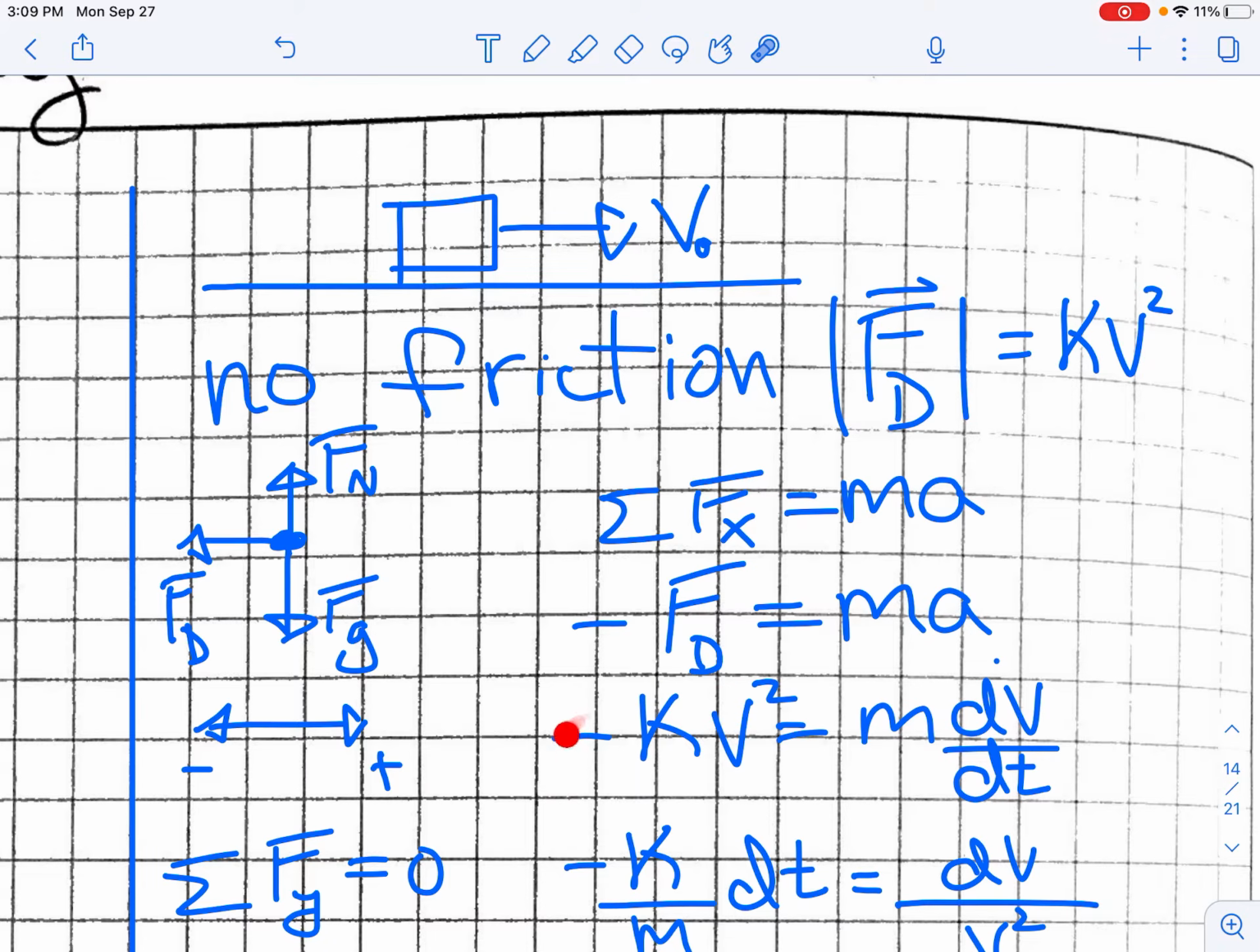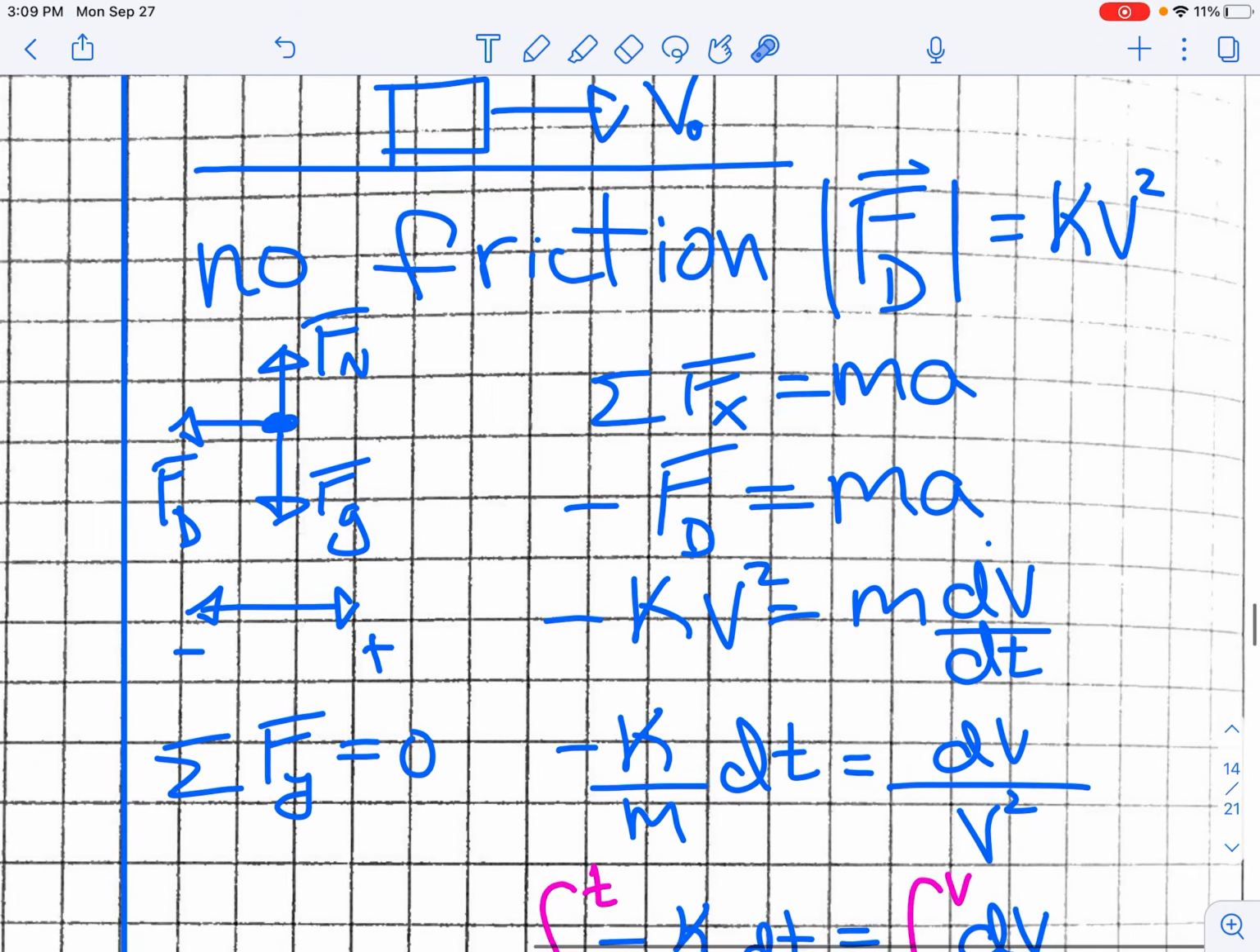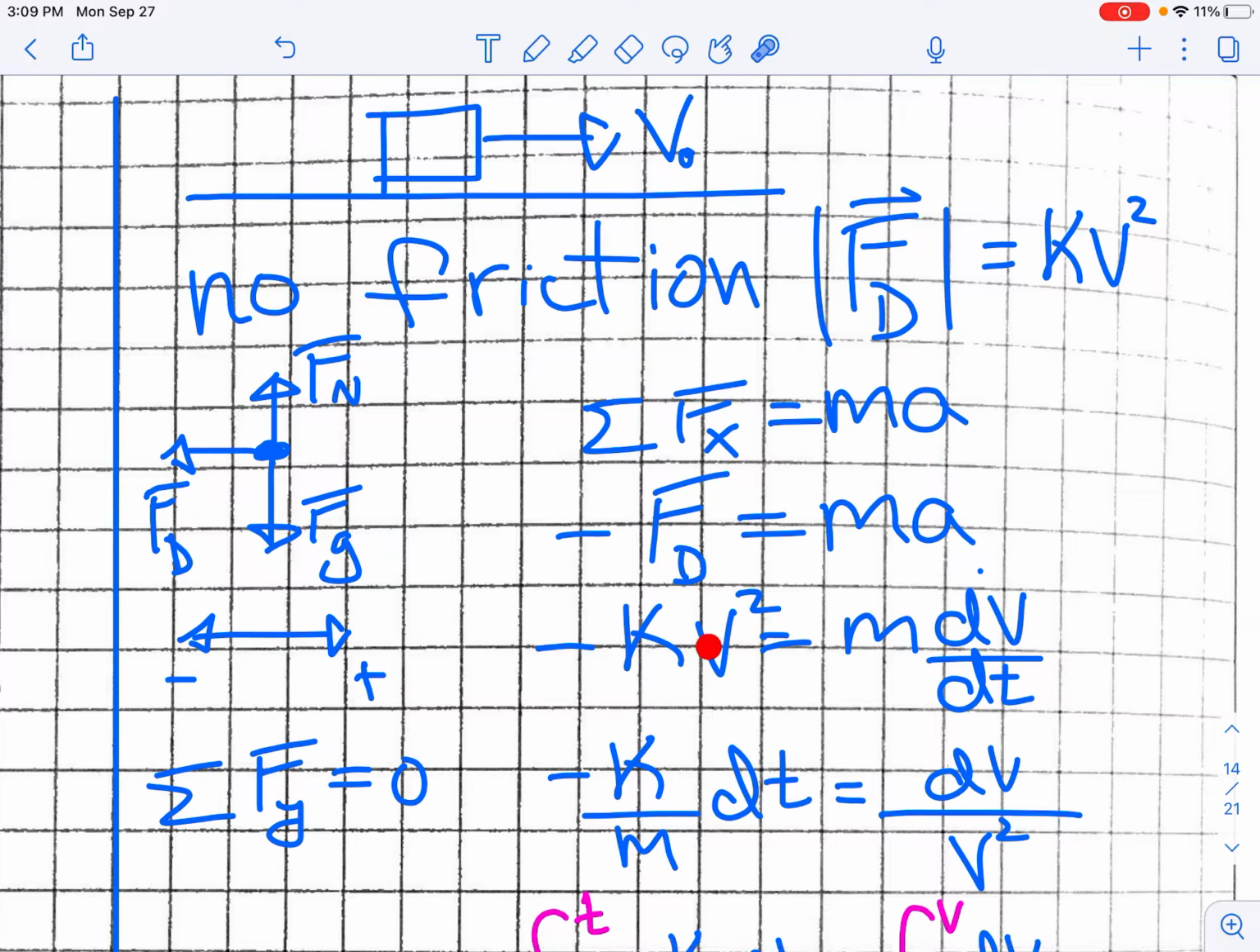And I get this equation, which is a differential equation, because I have a derivative of velocity and velocity itself in the same equation. To separate variables here, I'm going to move this v squared down to the bottom. So I get dv over v squared. All the v's on one side and everything involving t on the other side.